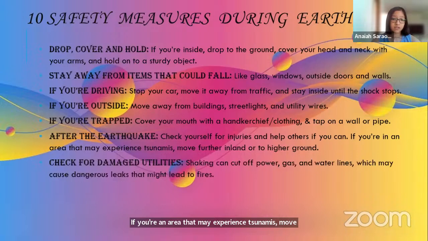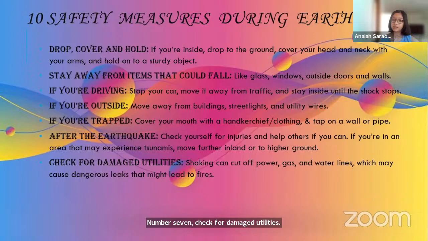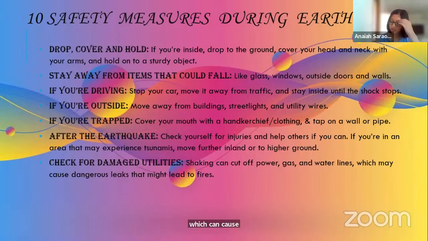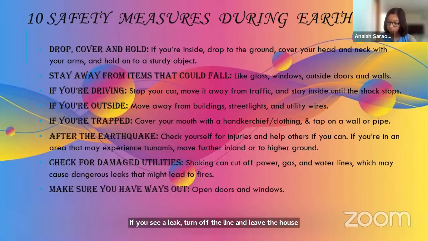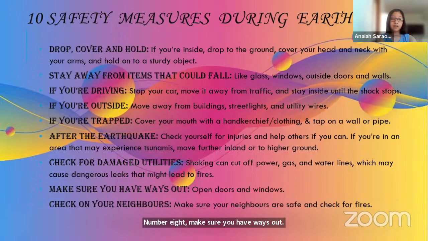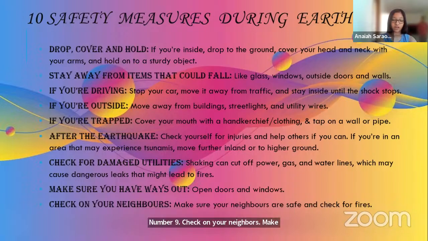Number 7. Check for damaged utilities. Shaking can cut off power, gas, and water lines, which can cause dangerous leaks that might lead to fires. If you see a leak, turn off the line and leave the house immediately. Number 8. Make sure you have ways out. Open doors and windows so that you can escape during an earthquake. Number 9. Check on your neighbors, make sure your neighbors are safe, and check for fires.